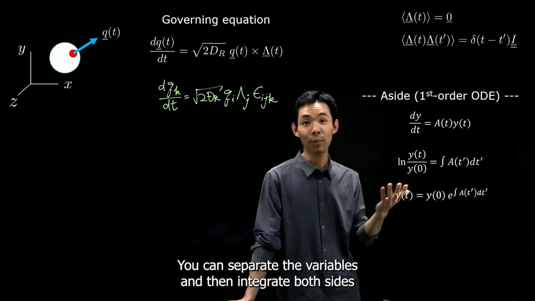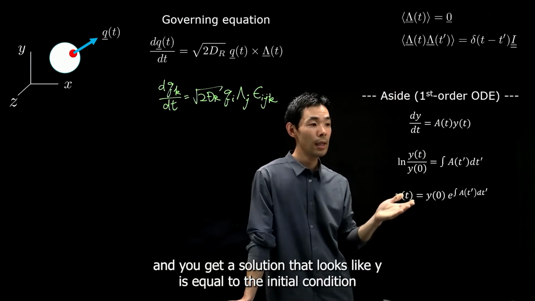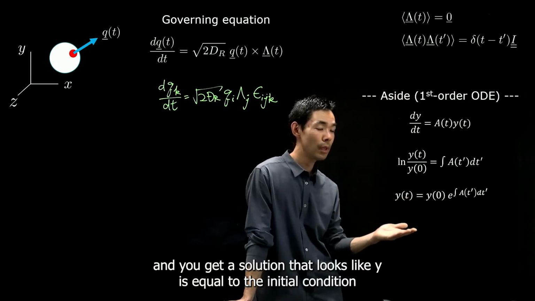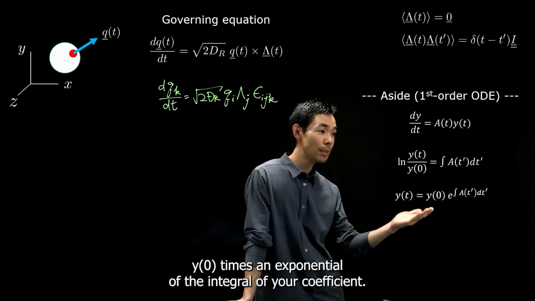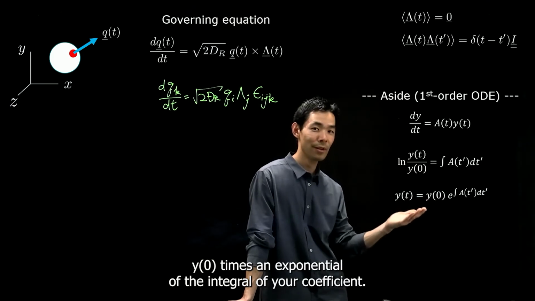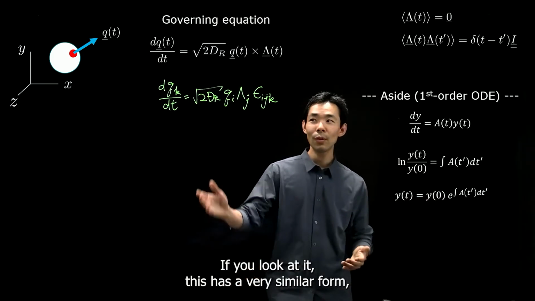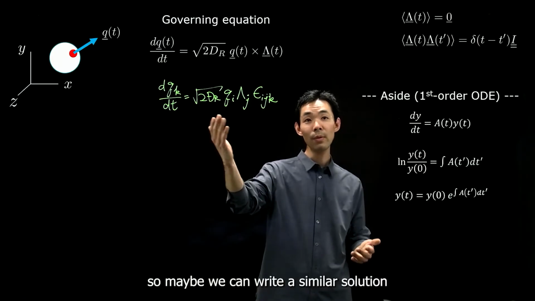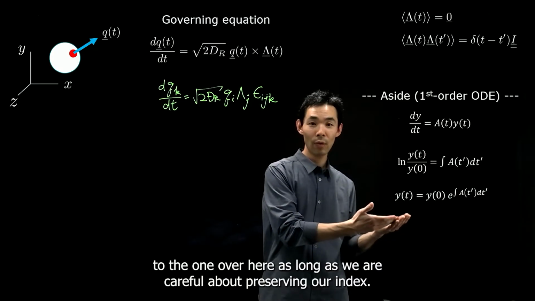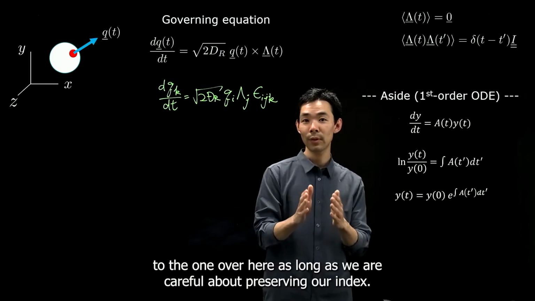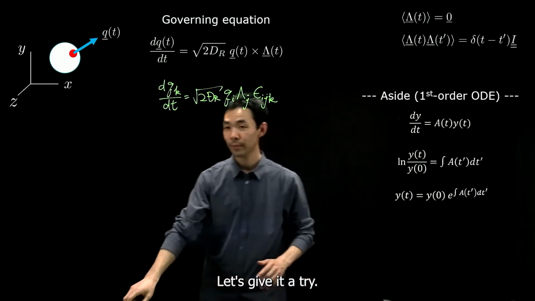You can separate the variables and then integrate both sides. And you get a solution that looks like y of t is equal to the initial condition y of 0 times an exponential of the integral of your coefficient over time. Okay? So if you look at it, this has a very similar form. So maybe we can write a similar solution to the one over here, as long as we are careful about preserving our index. So let's give it a try.